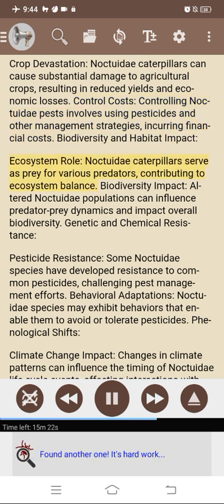Biodiversity and habitat impact. Ecosystem role. Noctuidae caterpillars serve as prey for various predators, contributing to ecosystem balance. Biodiversity impact. Altered Noctuidae populations can influence predator-prey dynamics and impact overall biodiversity.